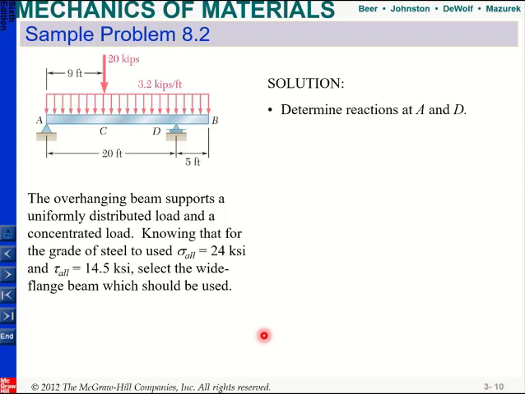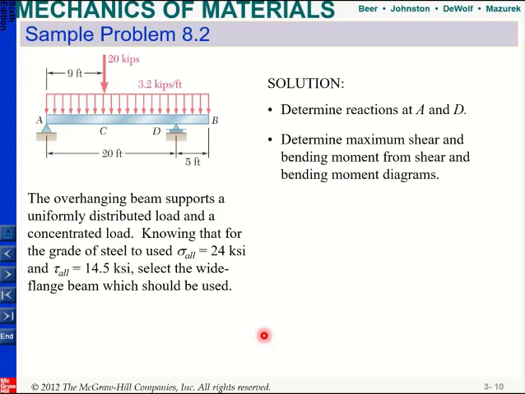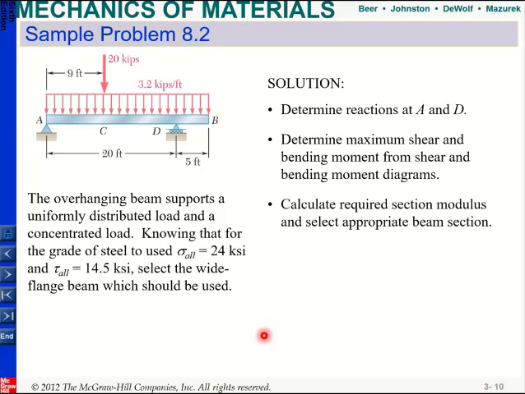In order to do it, first I will determine my reactions at A and D. And then I will determine my shear and bending diagrams. And I will look at these critical points where I might have a maximum shear and maximum moment. Then after I select where to look, I will calculate a section modulus, and then I will find the maximum normal stresses and see if it satisfies the requirements. Okay. All right.